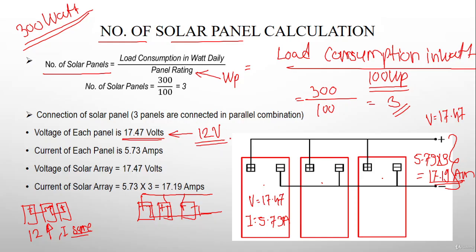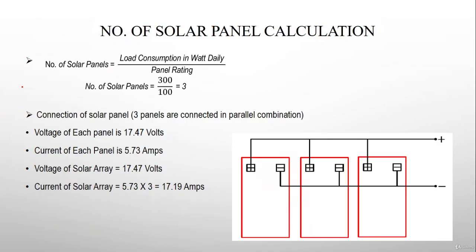The second situation is what? Whenever we connect the panels in series combination, it becomes 17.47 multiplied by 3, so we get a voltage of more than 50 volt. We cannot connect this to the solar controller. So there is a second method. If we are connecting the panels in series combination, then what solar charge controller is required? It should be an MPPT charge controller that we have to use.